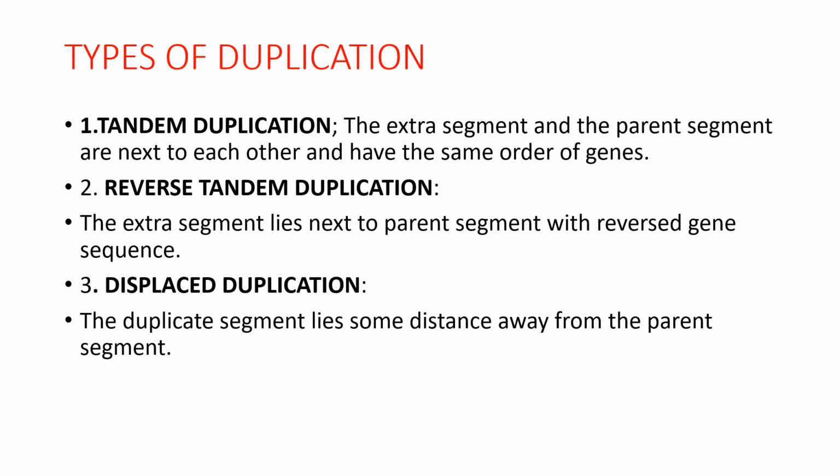Types of duplication. There are three types. 1. Tandem duplication. 2. Reverse tandem duplication. 3. Displaced duplication. In tandem duplication, the extra segment or duplicated segment and the parent segment are next to each other and have the same order of genes. Whereas in reverse tandem duplication, the extra segment lies next to the parent segment with reversed gene sequence. In displaced duplication, the duplicate segment lies some distance away from the parent segment.